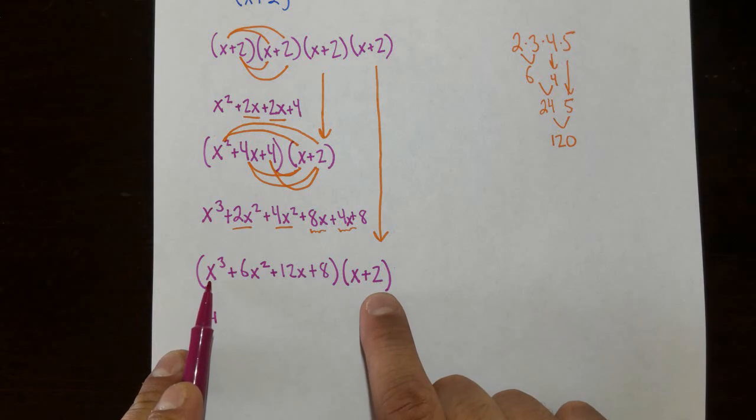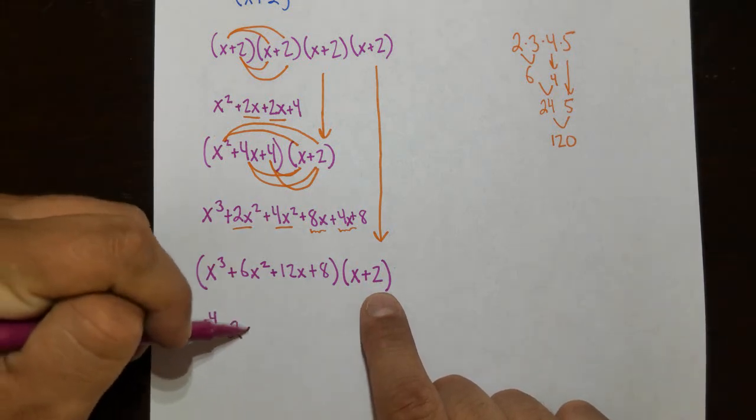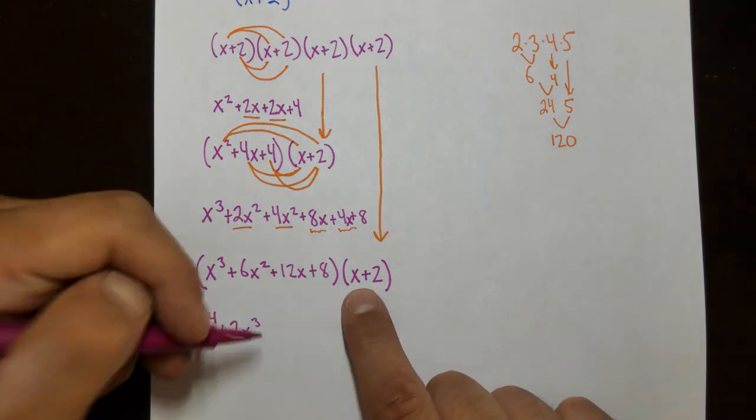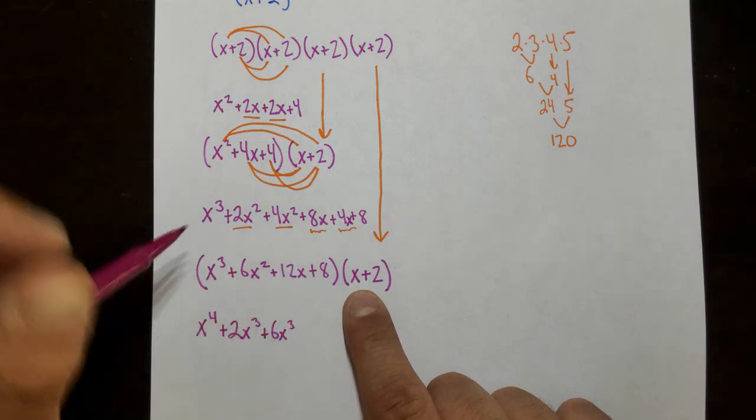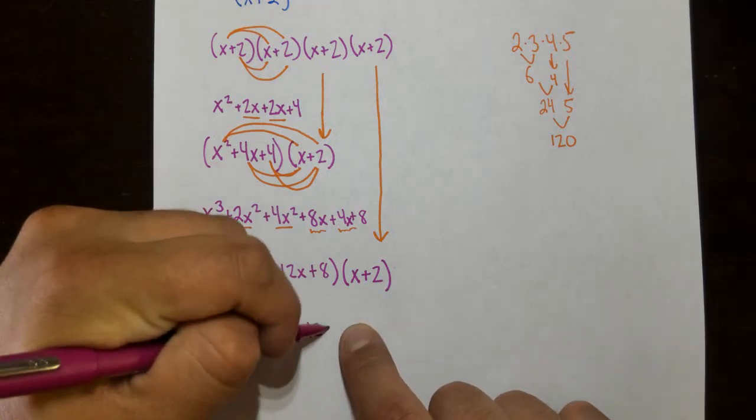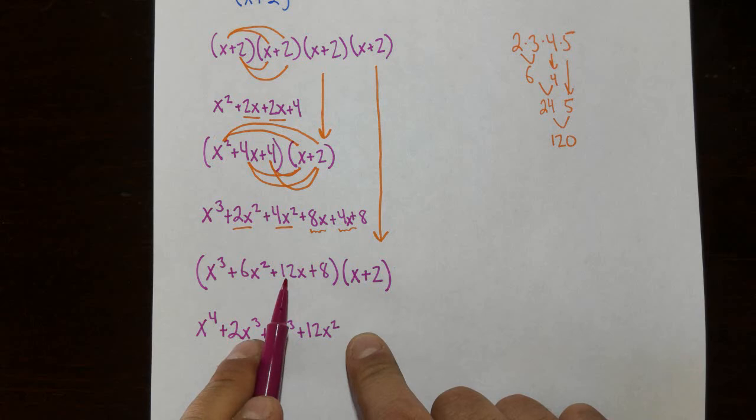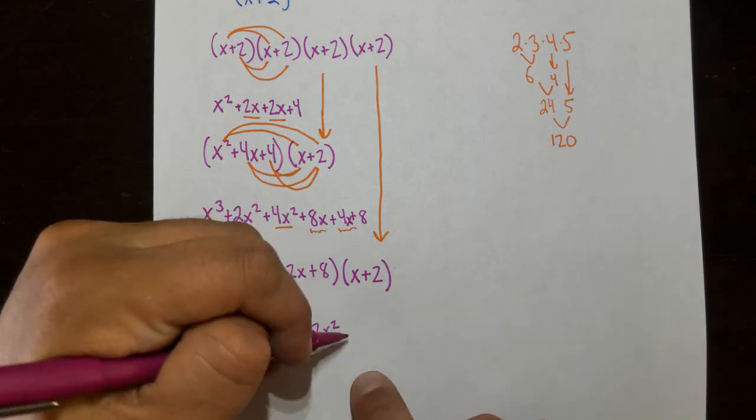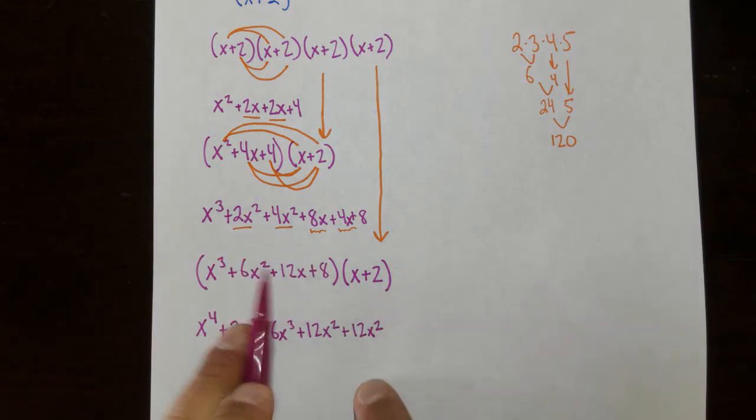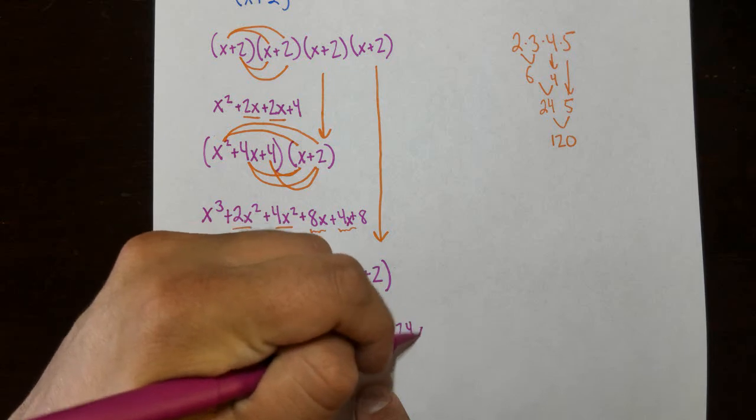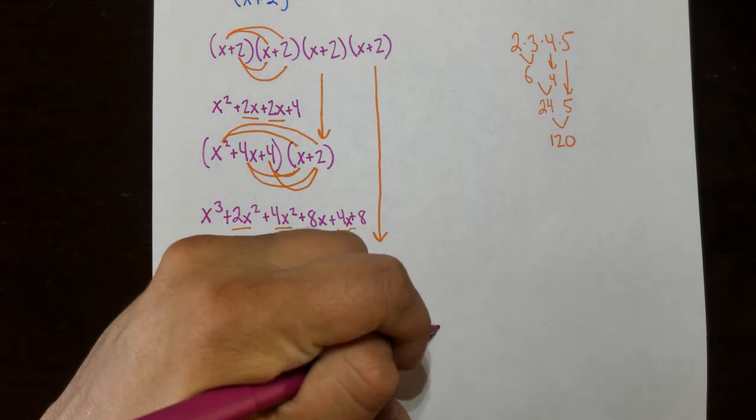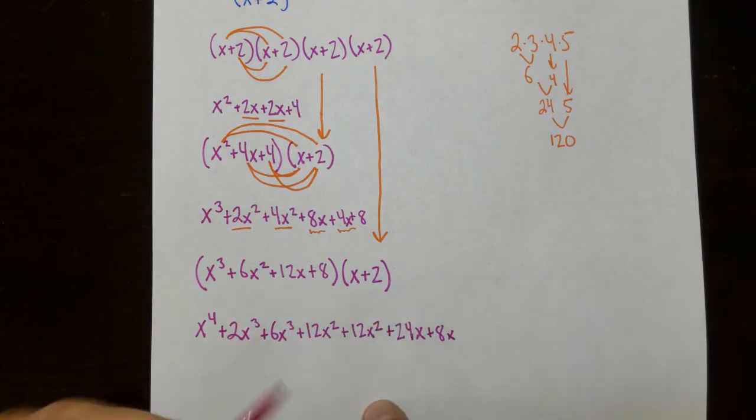X cubed times 2 is 2x cubed, so plus 2x cubed. And then 6x squared times x is 6x cubed. And then 6x squared times 2 is 12x squared. And then do it with the 12x. 12x times x is 12x squared. 12x times 2 is 24x. And then 8 times x, well, that's 8x. And then 8 times 2 is 16.